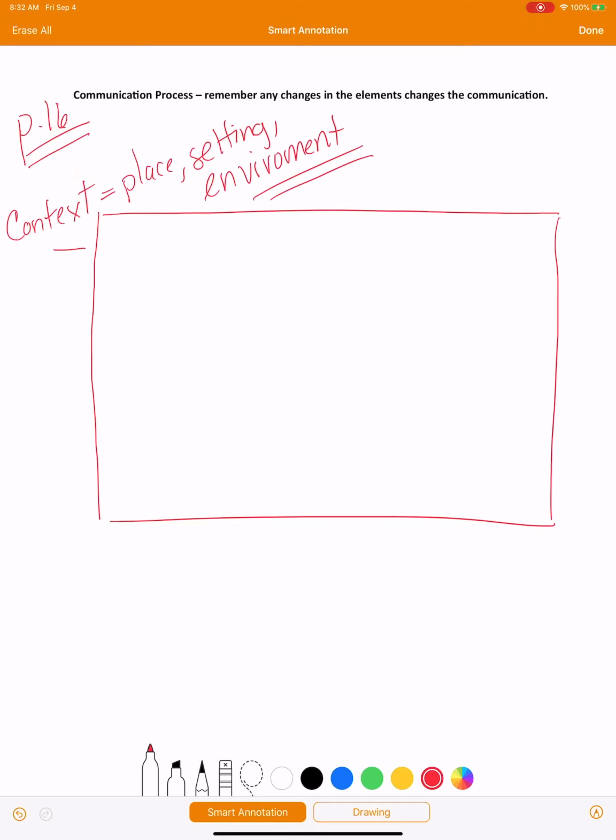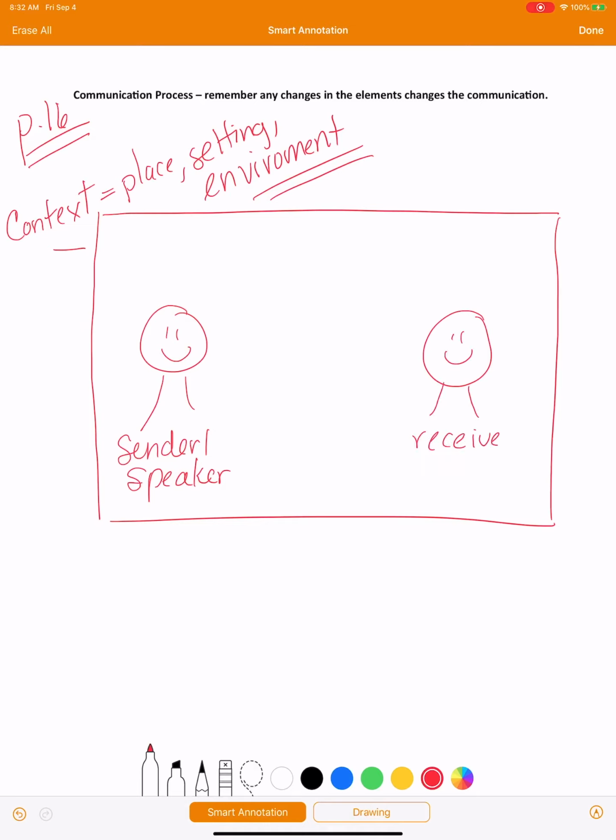All right, there's two people in this process, right? The first person that we have is considered the sender, or what your book calls the speaker. The second person in the process is going to be the receiver, or what your book calls the listener. Either one is acceptable. All right, note again, you change the context, it changes the communication. You change the sender, it changes the communication. And also if you change the receiver, it changes the communication.